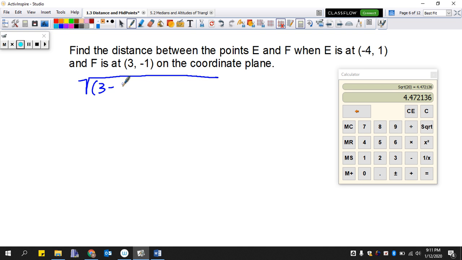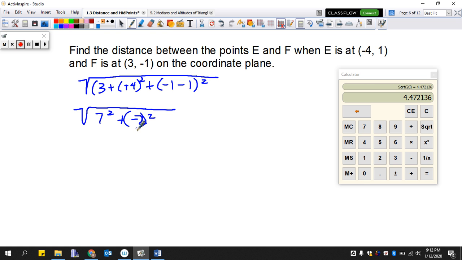Now, remember, if you plug this negative 2 into a calculator, you have to make sure you put that negative 2 in parentheses. Otherwise, it'll give you a negative value, which is not the case. 7 squared is 49, plus negative 2 squared is 4. So that is the square root of 53. Plug it into our calculator. The square root of 53 is roughly 7.3, approximately 7.3.